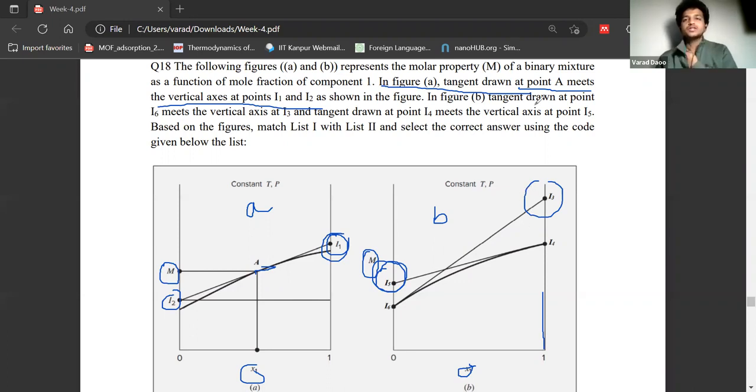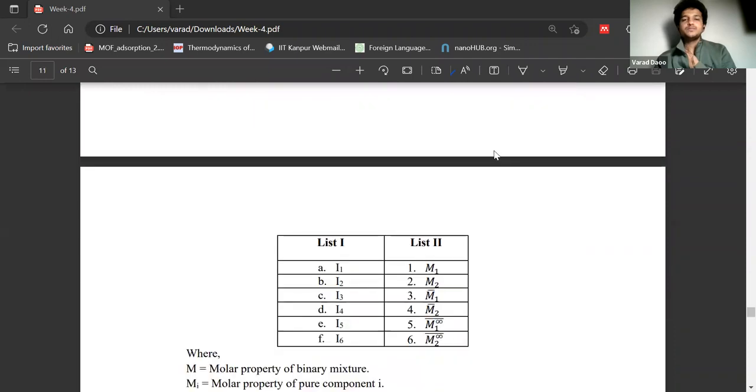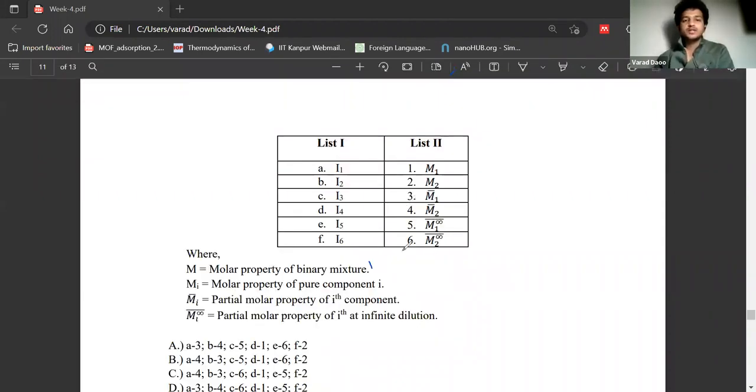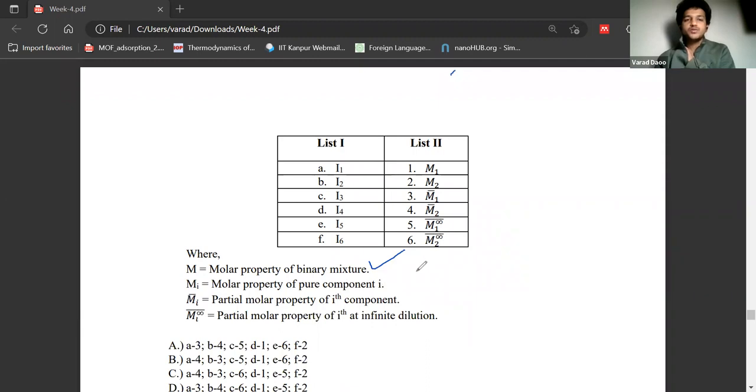So with this information, based on the figures, we have to match this one with these two, and select the correct answer using the code given. What are the values of I1, I2, I3, I4? So what is M1? M is the molar property of the binary mixture. Mi is the molar property of the pure component i. Mi bar is the partial molar property of component i in a mixture. And Mi bar infinity is nothing but the partial molar property of the ith component at infinite dilution.